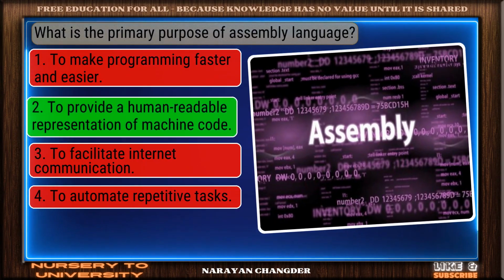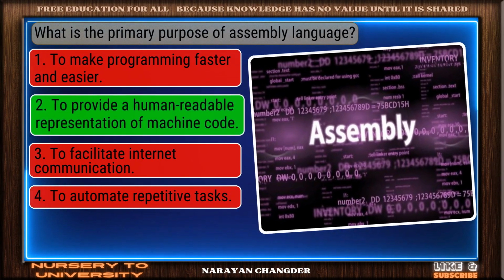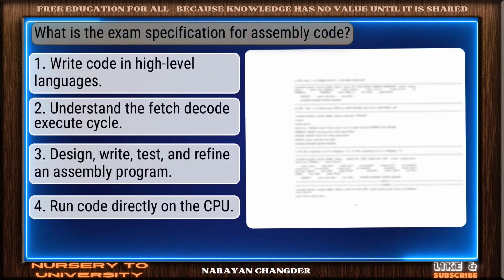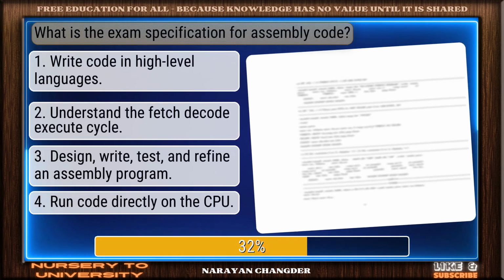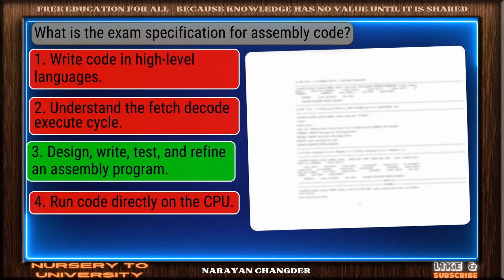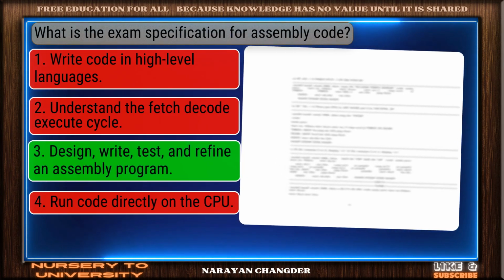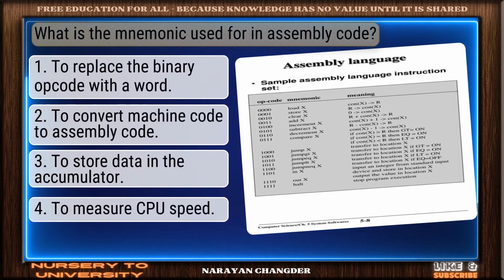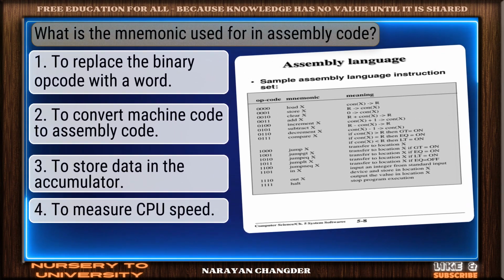Well picked. To provide a human-readable representation of machine code is the correct answer. Question number 55. What is the exam specification for assembly code? Sharp thinking. Design, write, test, and refine an assembly program is the right choice. Question number 56. What is the mnemonic used for in assembly code?